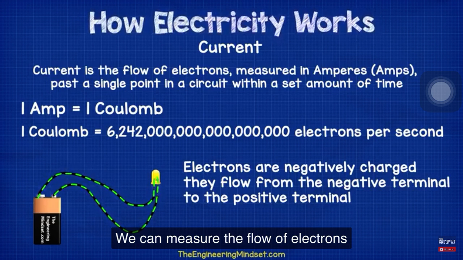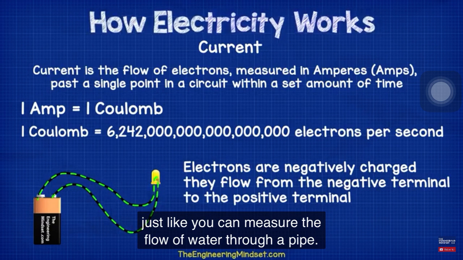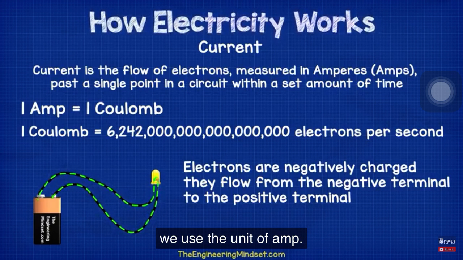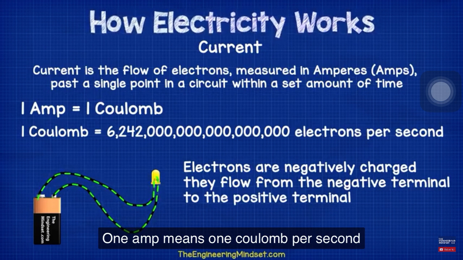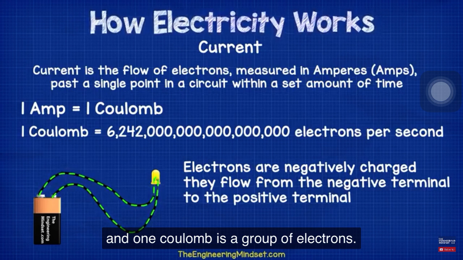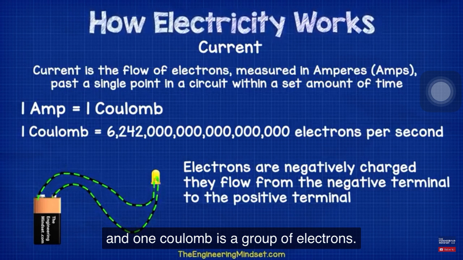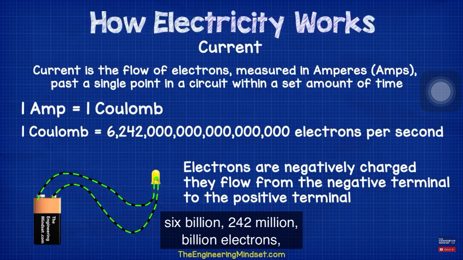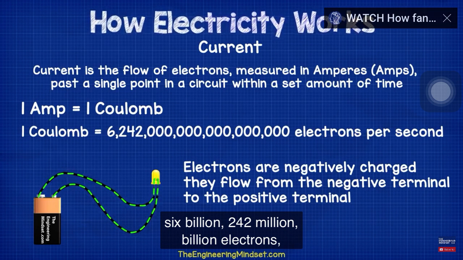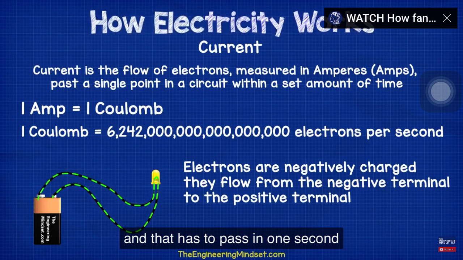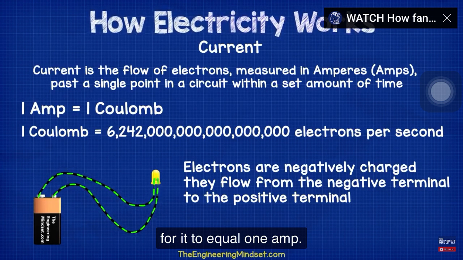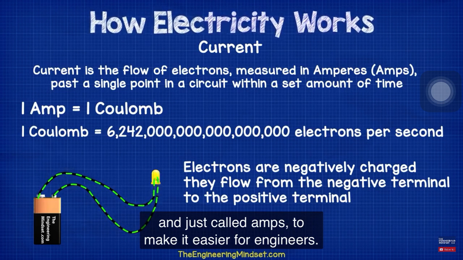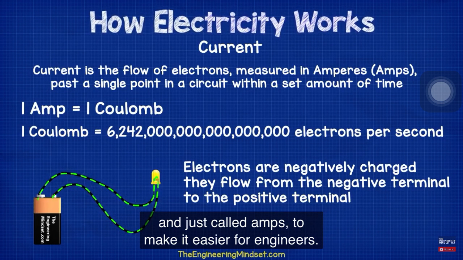We can measure the flow of electrons just like you can measure the flow of water through a pipe. To measure the flow of electrons, we use the unit of amp. 1 amp means 1 coulomb per second, and 1 coulomb is a group of electrons. The group is incredibly large and is approximately 6,242,000,000,000,000,000 electrons, and that has to pass in 1 second for it to equal 1 amp. That's why electrons are grouped together and just called amps to make it easier for engineers.